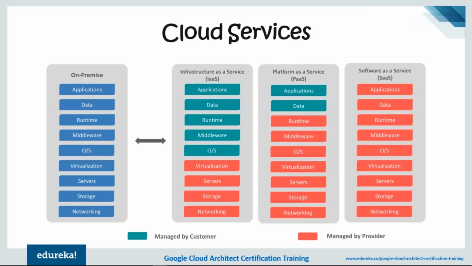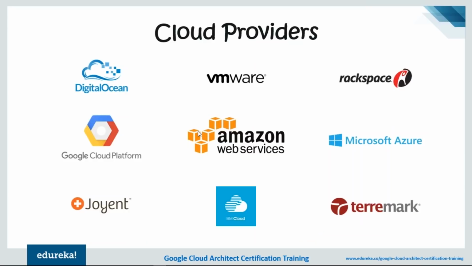Now coming on to our final service, which is software as a service, the capability provided to the consumer is to use the provider's application running on the cloud infrastructure. The applications are accessible from various client devices through either a thin client interface such as a web browser or a programming interface. The consumer does not manage or control the underlying cloud infrastructure, which includes network, servers, operating system, storage, or even individual application capabilities. As you can see here, we have so many cloud providers: DigitalOcean, VMware, Rackspace, Google Cloud Platform, Amazon Web Services, Microsoft Azure, Joyent, IBM Cloud, and Terremark.